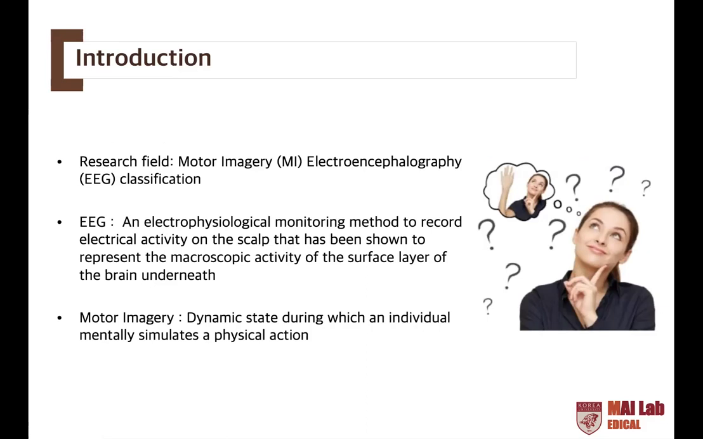First of all, I'm doing research on MI-EEG classification. EEG is an electrophysiological monitoring method to record electrical activity on the scalp that has been shown to represent the macroscopic activity on the surface layer of the brain underneath. And motor imagery, simply called MI, can be defined as a dynamic state during which an individual mentally simulates a physical action.